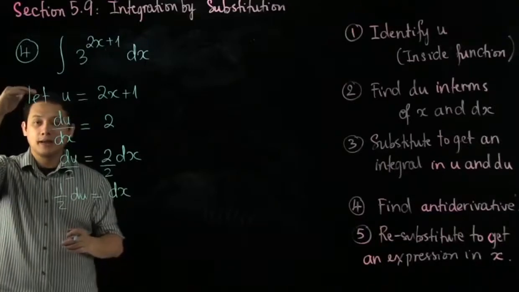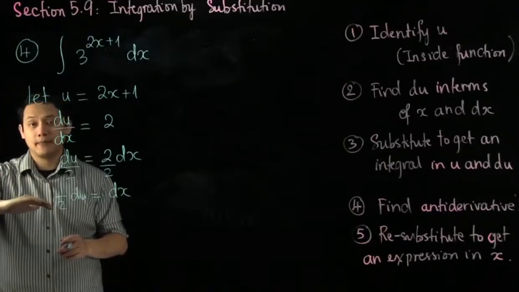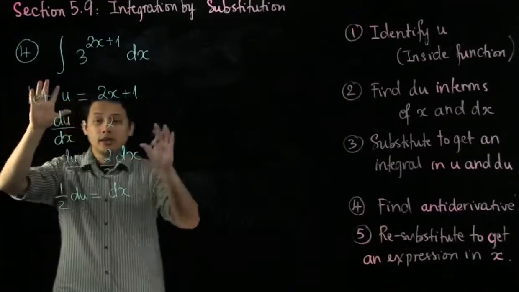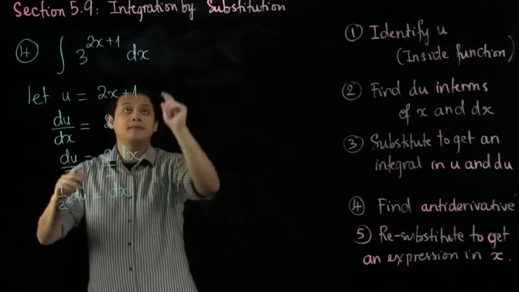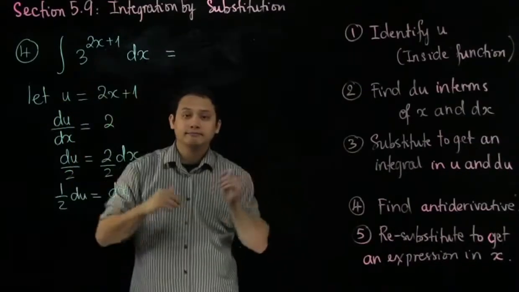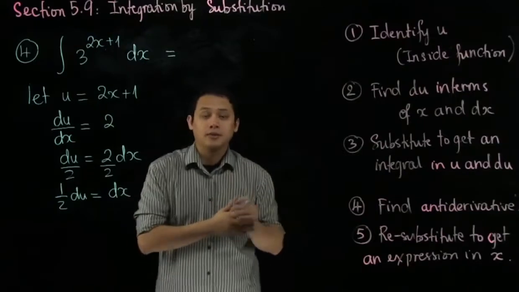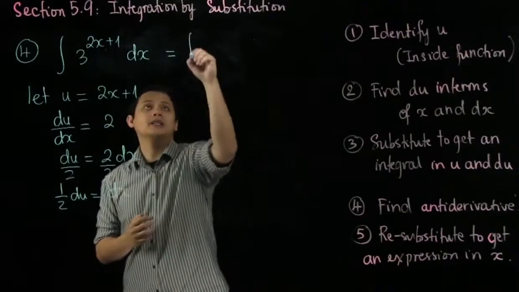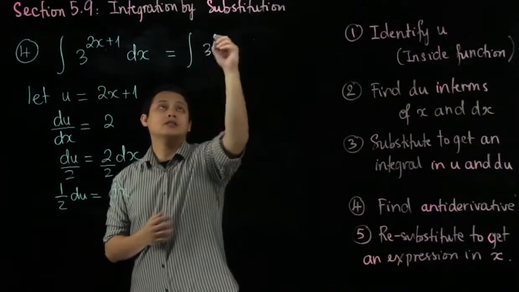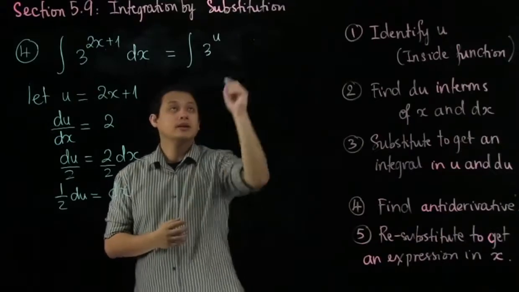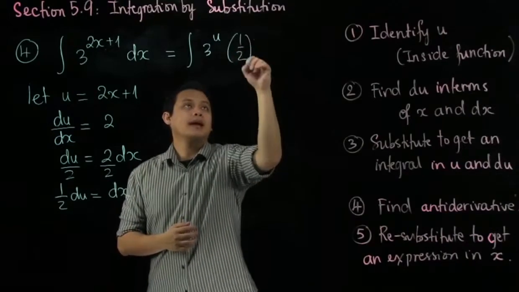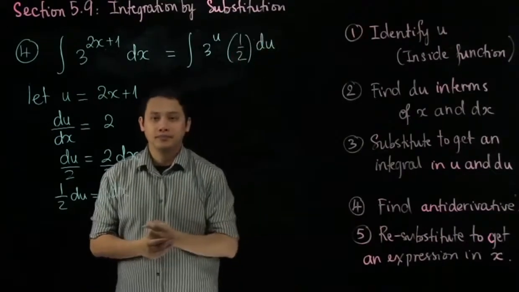So this is the first step, this is the second step. Now, using the information in the first two steps, substitute back in to get the new integral in terms of u and du. So that is 3 to the power u multiplied with 1/2 du.